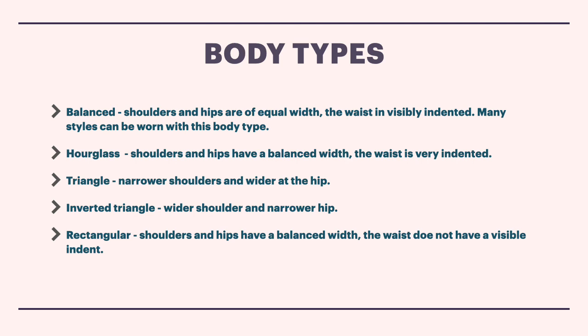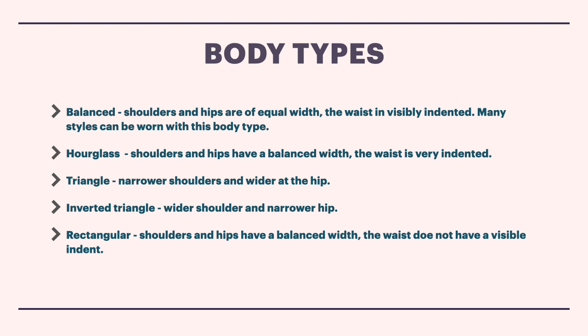The triangle body type, also referred to as the pear or the A figure, is when the shoulders are narrower and the hips are wider. This type is considered the classical female body type. The inverted triangle is also known as the wedge or the V figure. This is when the shoulders are wider and the hips are narrower. This is a common body type among teenagers.